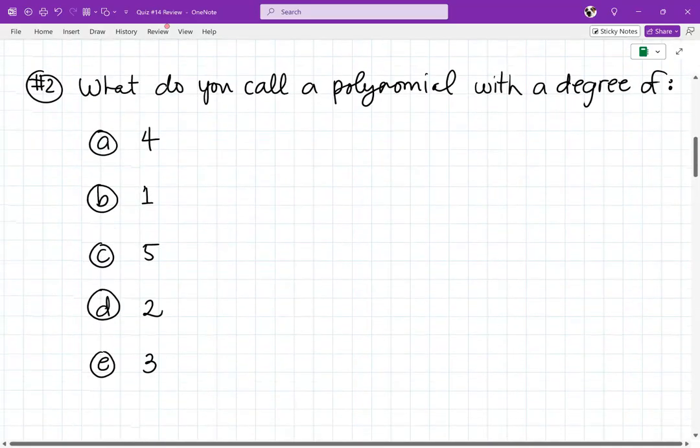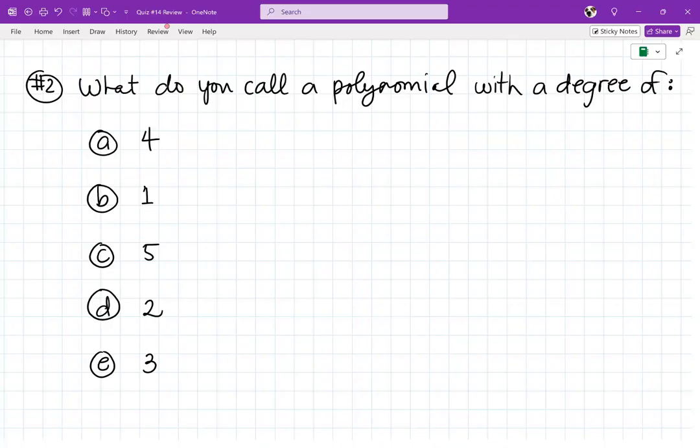Okay, question number two. Again, nothing difficult to do. It's probably going to take you longer to write this thing down than it is to actually do the work or give me the answer. Question number two says, what do you call a polynomial with the degree of, and then 4, 1, 5, 2, and 3. So degree meaning with the highest power of a 4, right, for part A. With the highest power of a 1 for part B, right? So it might have other powers, but the highest power is going to be one of those.